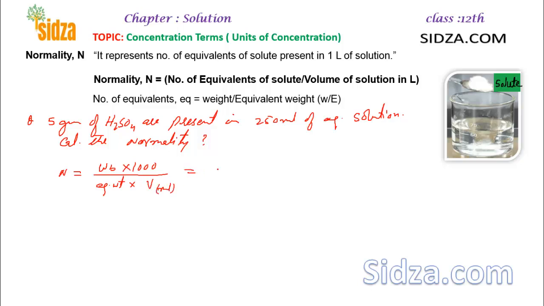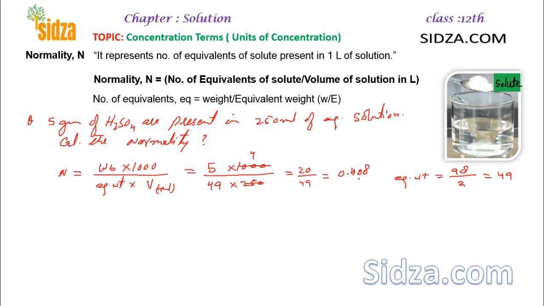Now let's put the values here. Weight of solute is 5 grams times 1000, and the equivalent weight of H2SO4, with molecular weight 98, divided by 2, the basicity of the acid, is 49. The volume of solution is 250 here. So it is 1, this is 4, this is 20 by 49. When I solve it, it is 0.408, right?